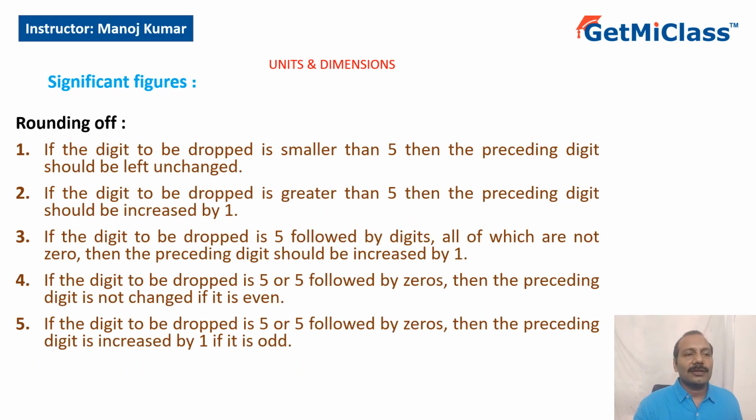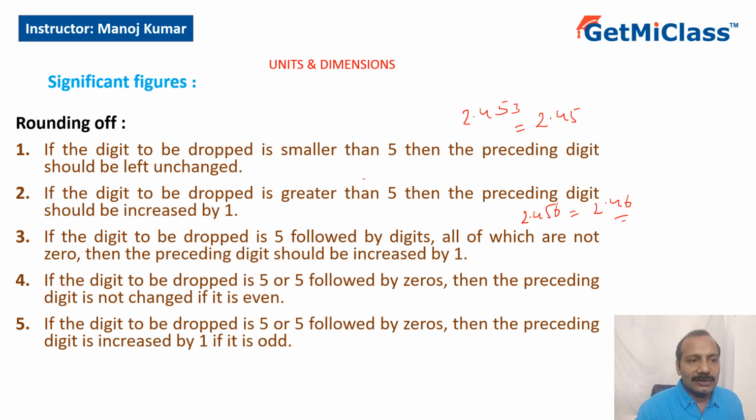Then let's look at the rules of rounding. If the digit that has to be rounded off is greater than 5, then we go to the next digit, and if it is less than 5, we stay with the same digit. Something like 2.453 can be rounded off to 2.45. Here 2.456 can be rounded off to 2.46.